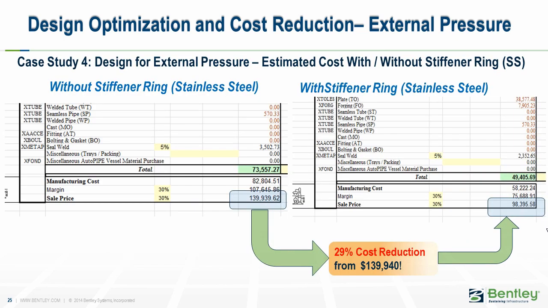The cost of material can have significant impact and can further increase the difference in cost for various design options. As seen in this fourth case study, the same equipment from the previous example, but using stainless steel now is used and is evaluated for the external pressure options, with or without stiffener rings. The cost is significantly reduced by 29% using stiffener, and this difference is much higher than the carbon steel case.